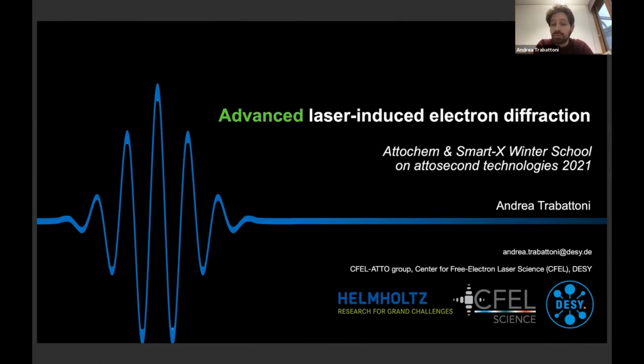I work at DESY in Hamburg, and my main research interest is the interrogation and possibly control of the photo-induced electron dynamics in matter. And today I would like to speak to you about a powerful spectroscopy provided by strong field lasers, that is laser-induced electron diffraction. And I'll try to give you an overview of the latest advances.